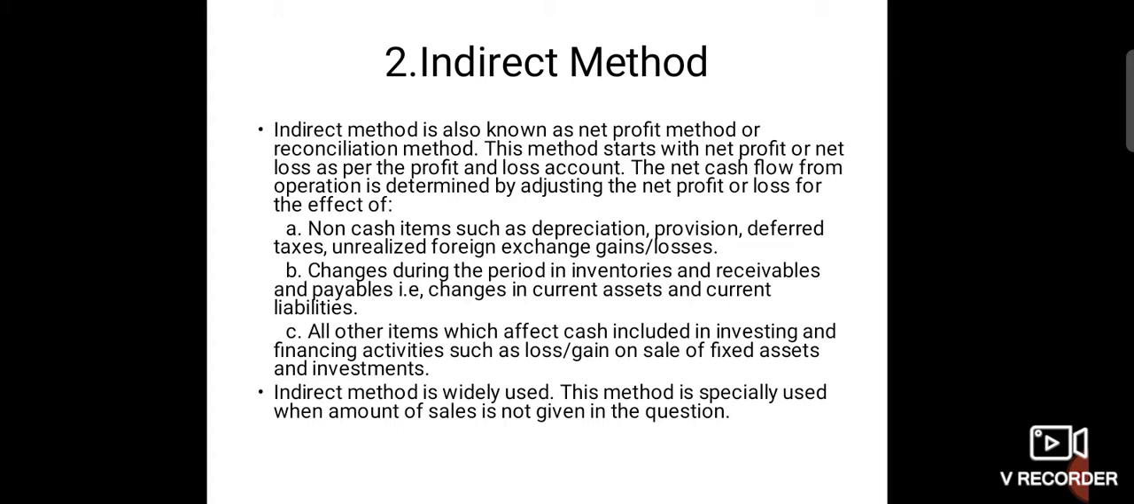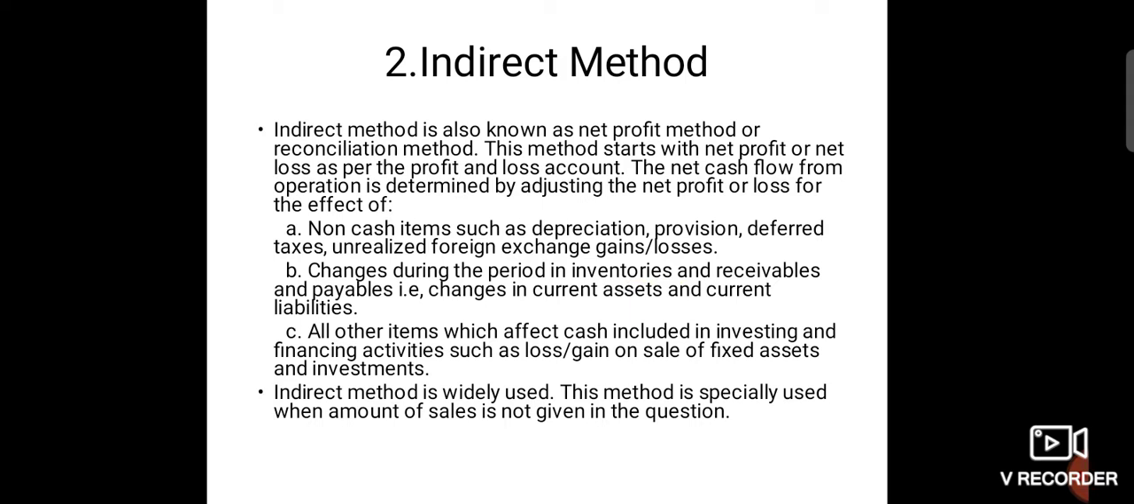Non-cash items such as depreciation, provision, deferred taxes, and unrealized foreign exchange will all be adjusted. We'll see how we'll adjust. Then changes during the period in inventories, receivables and payables, that is, change in current assets and current liabilities. All other items which affect cash included in investing and financing activities, such as loss or gain on sale of fixed assets and investments. So these are the main things which we'll adjust from the net profit.